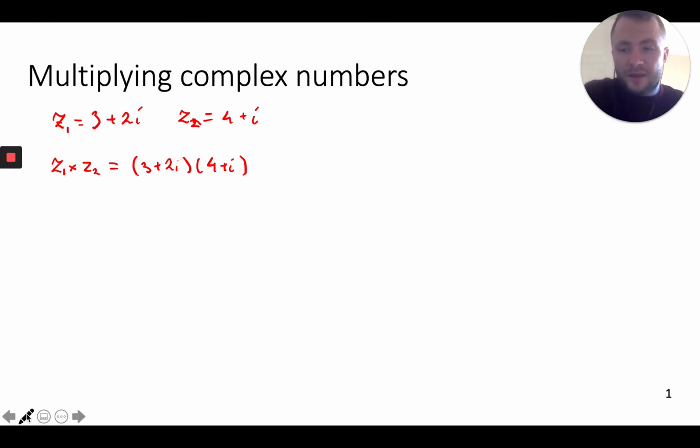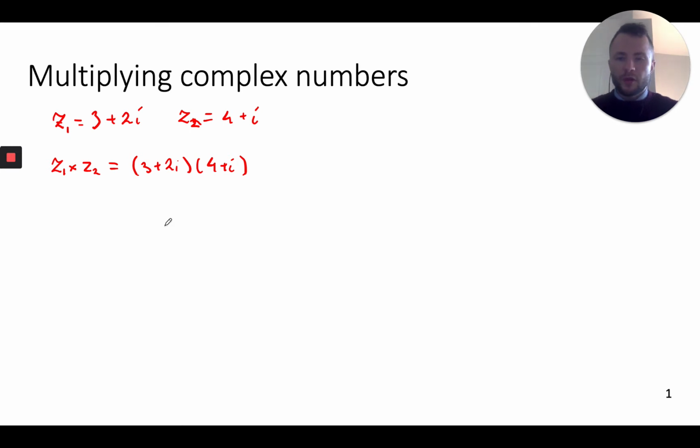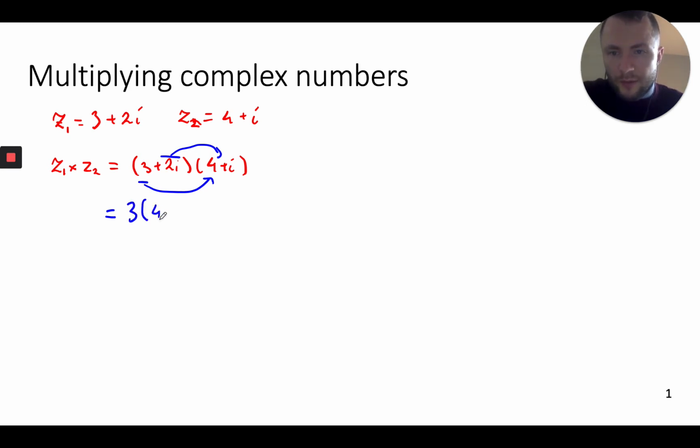This is no different than your standard algebraic multiplication, because in this particular case we're going to multiply the first term of the first bracket by the second bracket, and the second term of the first bracket by the second bracket. So if you do this operation, you would have 3 multiplied by (4 plus i) plus 2i multiplied by (4 plus i).